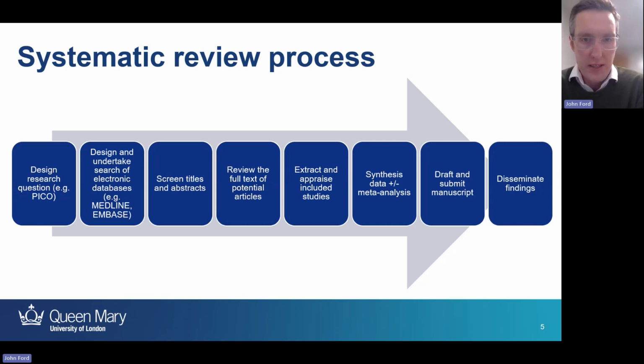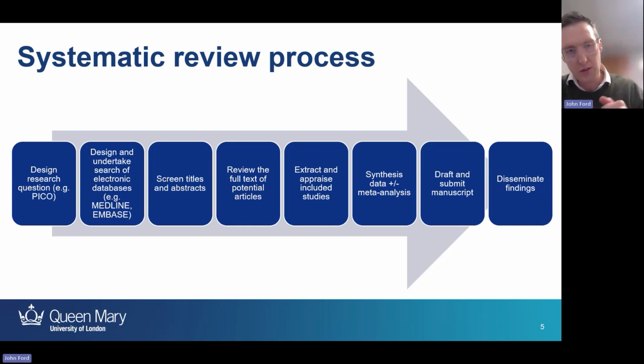We went through this process, as I'm sure most of us who've ever done a systematic review have been through: designing a research question, usually using something like PICO, then designing a search strategy, Medline, Embase, Web of Science, whatever. Then there's this tedious process of screening titles and abstracts. Once we've screened them, we've got a list of potentially included studies, and we then look through the full text of those studies.